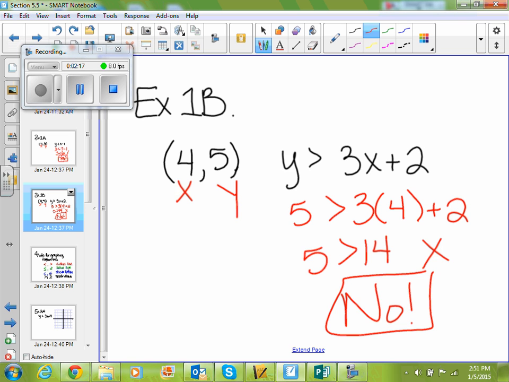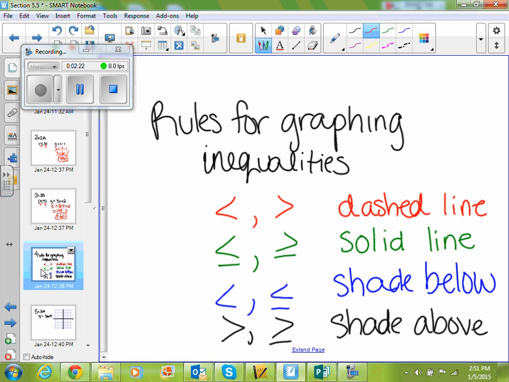Okay, so that's the first part of your assignment. The second part of your assignment is graphing inequalities on a coordinate plane. And there are rules for graphing inequalities on a coordinate plane that we need to learn. So you need to write those down. Those are your notes for today. Everybody needs to have those written down on the top of their paper.